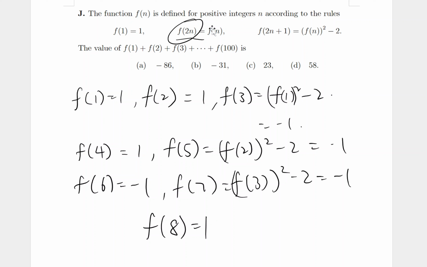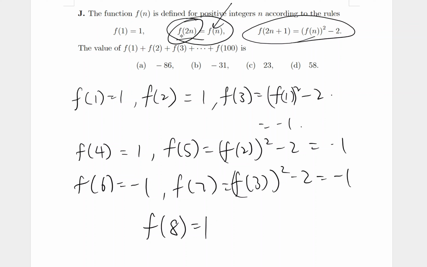Because we're just applying this rule like 100 times, right? But if the even number is not a power of 2, that means that the odd rule has to be applied at least once. Well, if you apply the odd rule, then you'll get minus 1. So positive ones only happen for powers of 2. For all the other numbers, it'll be minus 1.